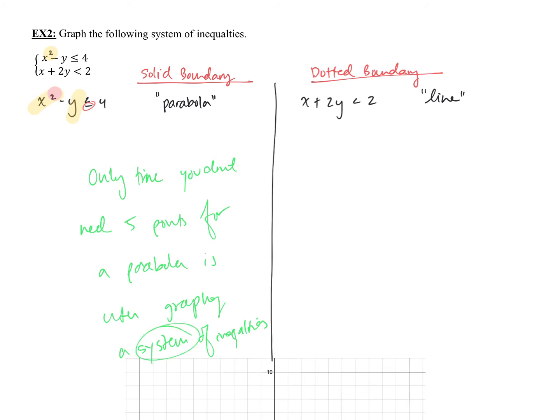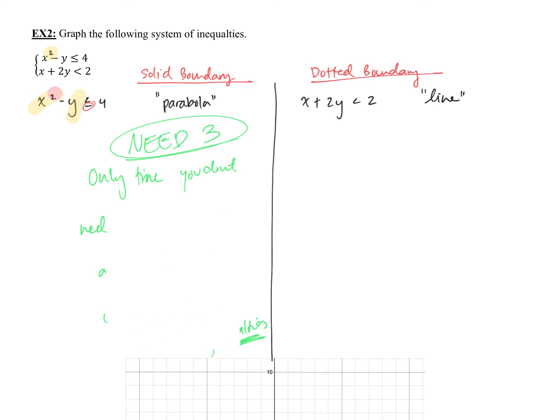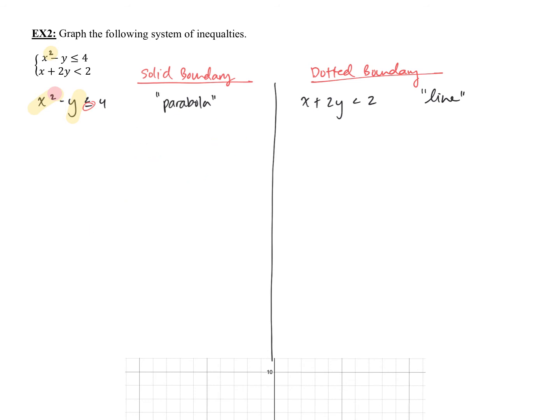If it's just a parabola by itself and you're graphing an inequality parabola, you need 5 points. However, if you're in a system of inequalities and you have a parabola, you only need 3 points. Okay, so we're only going to need 3 points. And that basically is the vertex and the intercepts. Alright, so let's go ahead and find those. Once again, we just need the vertex and the intercepts.